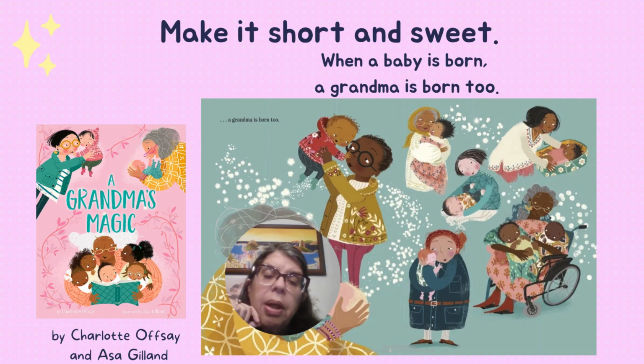In this book, A Grandma's Magic by Charlotte Opsey and Asa Gilland, she made it very short and sweet. When a baby is born, a grandma is born too. So you can feel the tone, you can feel the book is going to be so sweet, so cute, so adorable. And it's a very good use of the language. Instead of saying, oh, a baby is born, grandma is happy, no, she made it very sweet and short.